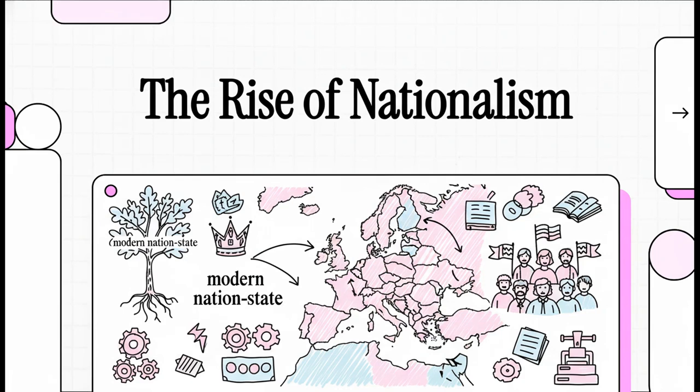Hello, students! Have you ever looked at a map of the world and wondered why we have countries like Germany, France, and Italy? Well, I can tell you that Europe did not always look this way. Today, we are going to explore a very powerful idea that completely changed the map of Europe in the 19th century. That idea is nationalism. We will see exactly how the modern nation-state was born.